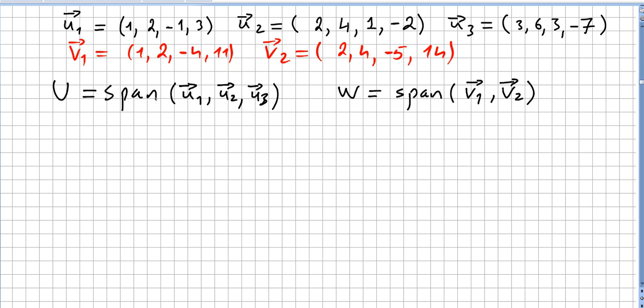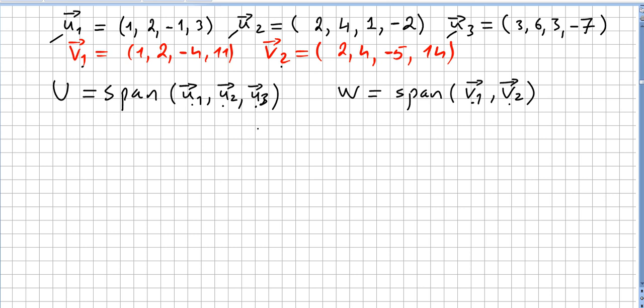Let us see how useful this concept of row space and column space is. So we have vectors u1, u2, and u3. u1 is 1, 2, minus 1, 3. u2 is 2, 4, 1, minus 2. u3 is 3, 6, 3, minus 7. And we have vectors v1 and v2. v1 is 1, 2, minus 4, 11, and v2 is 2, 4, minus 5, 14. Let us call U the span of vectors u1, u2, and u3, and let us call W the span of v1 and v2.